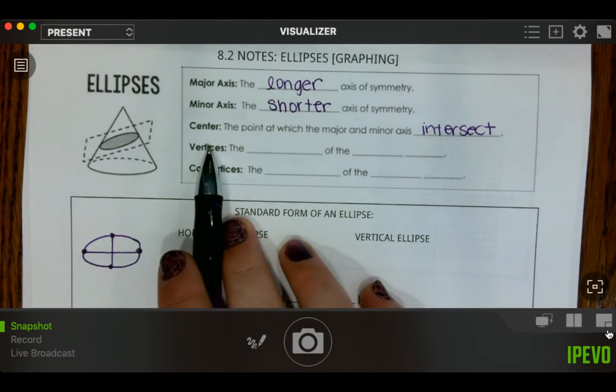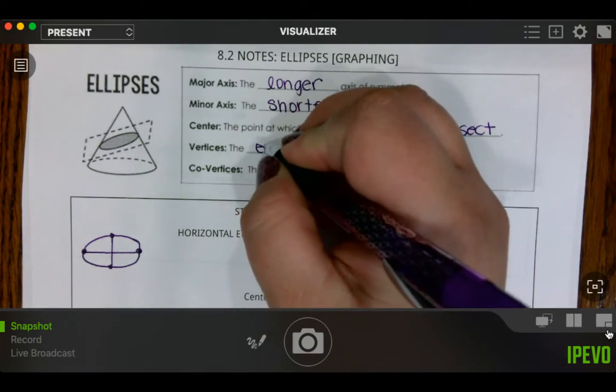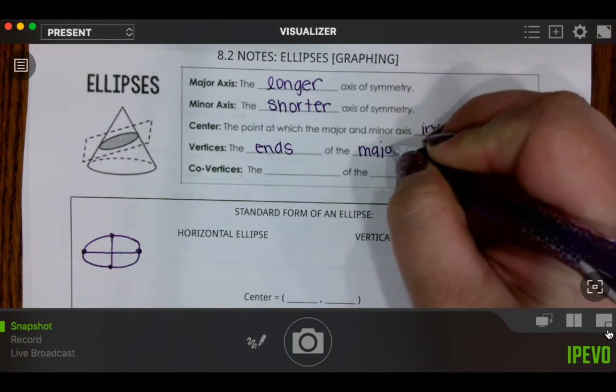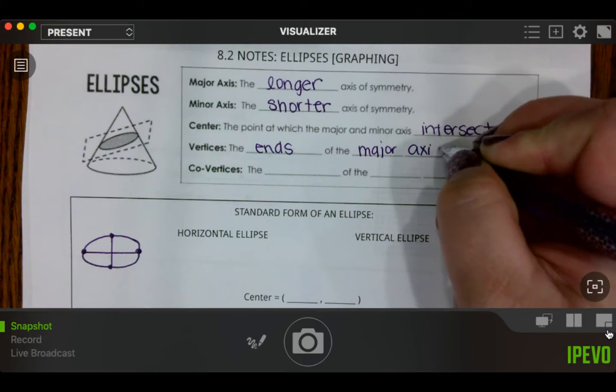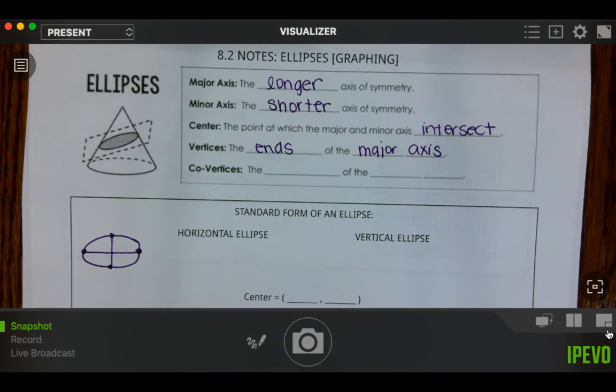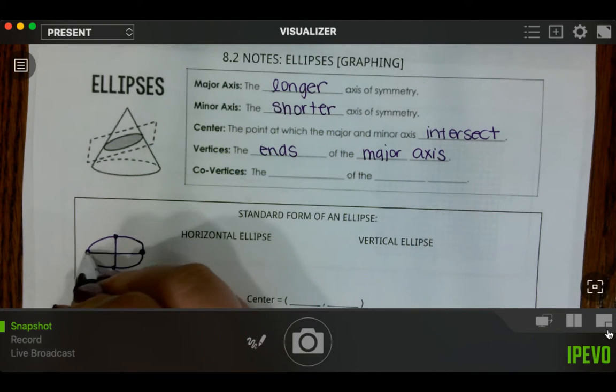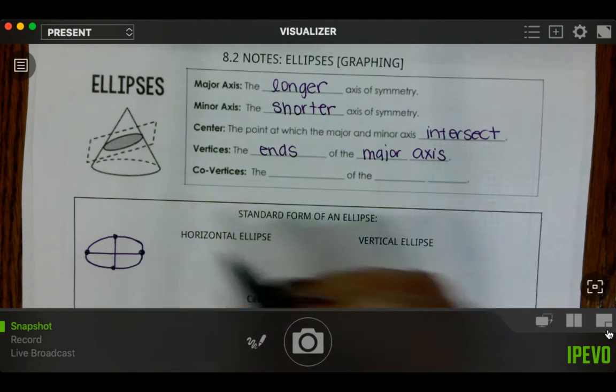The vertices are the ends of the major axis. So major and vertices go together. These are sort of like the captains. So these two would be my vertices since they're on the longer side.